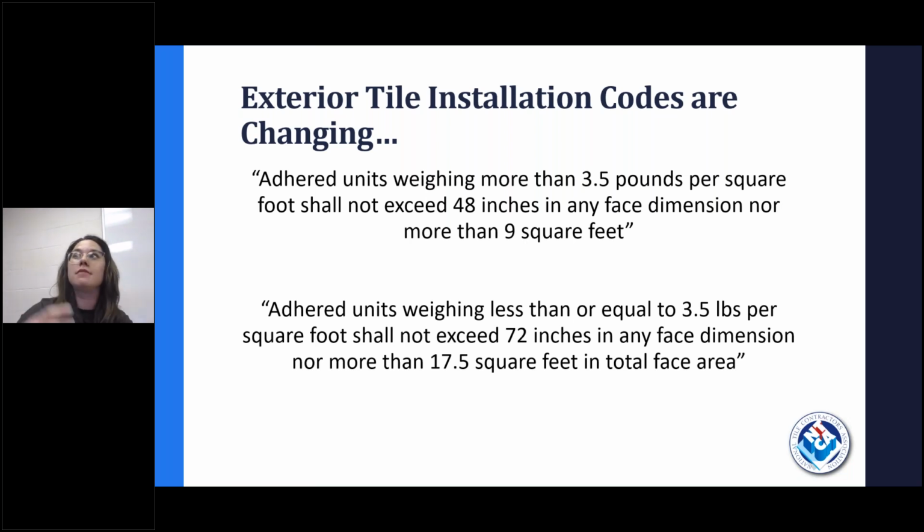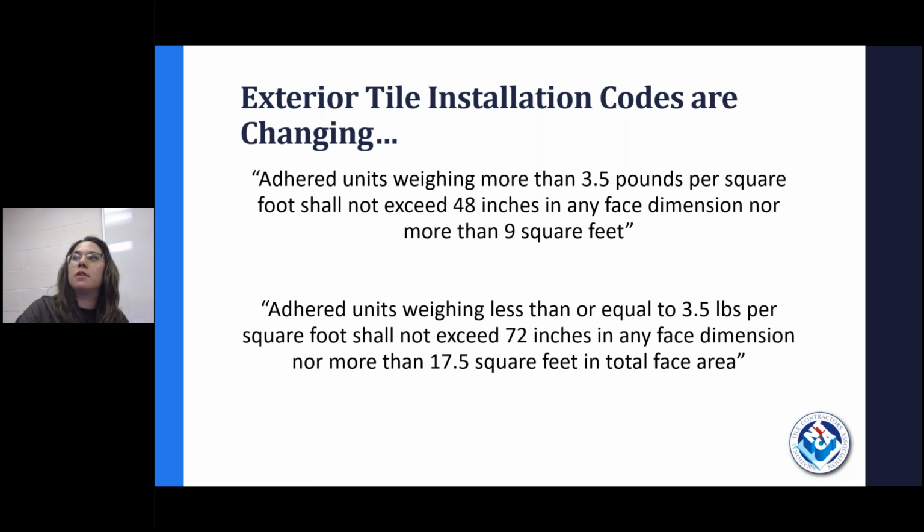You can glue it in, provided it's no more than 3.5 pounds per square foot and not more than 48 inches on any one side, or has a face dimension of more than 9 square feet. Or if you're less than 3.5 pounds, you can put in quite a bit bigger tile without having to anchor them in. For reference, the 3.5 mil tile, I believe, is less than 2 pounds a square foot. So gauged porcelain panels meet that lower weight requirement, right?